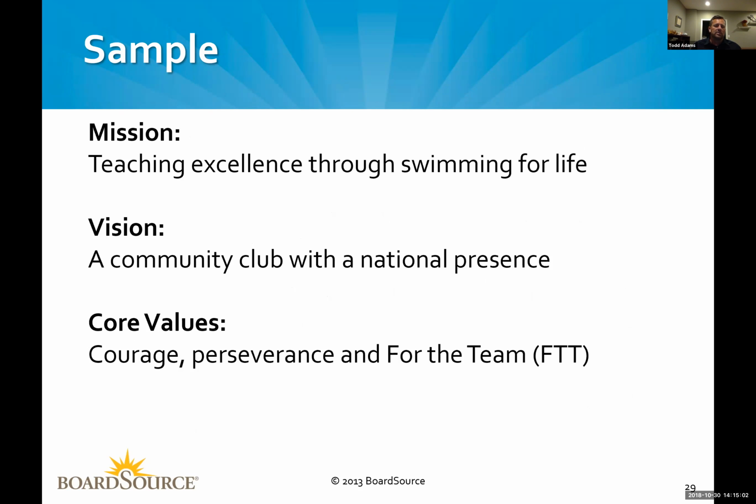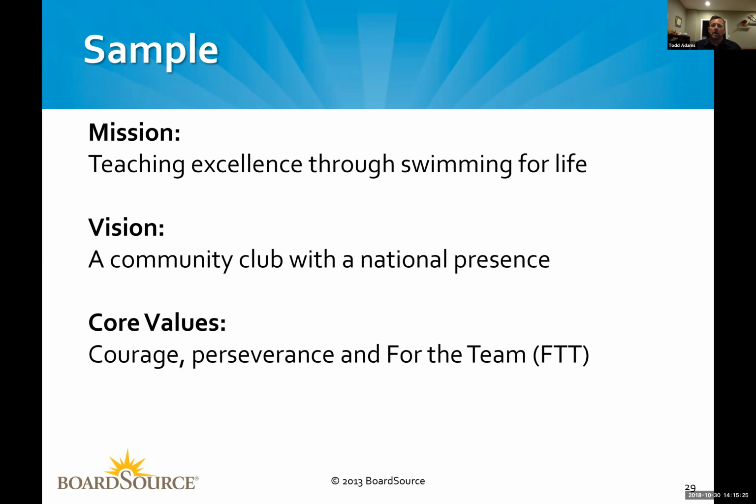you can't state it, you can't quickly bring it out, it's probably not worth having. So this gives you a sample here from, again, going back to the swim club as we got ourselves organized. Our mission was teaching excellence through swimming for life. So what need existed? Kids needed to be taught swimming. They also needed to be taught life skills that would teach them to excel both in the pool and in the world. What was our vision?